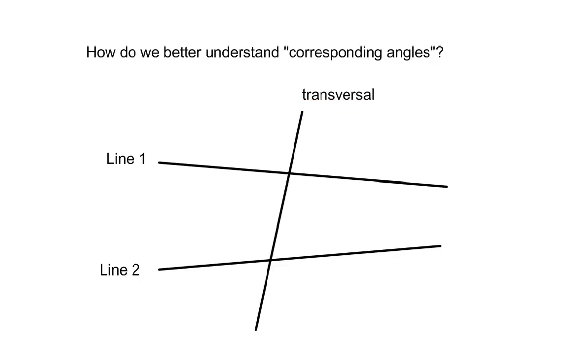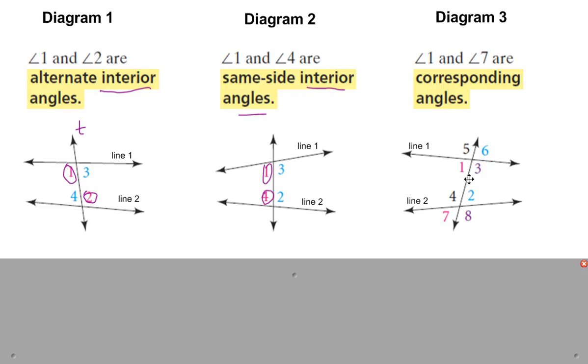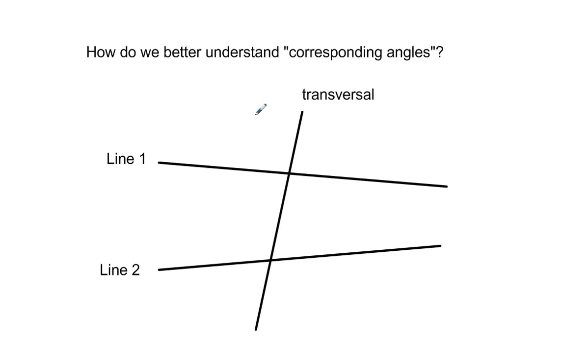Okay, so what are the corresponding angles? Let's take a look at angles 1 and 7. We call these corresponding angles, these guys right here, angle 1 and angle 7. They are corresponding angles. Well, why is that? So let's take a look at what these places are.